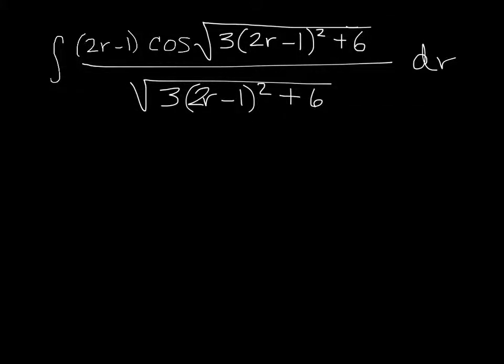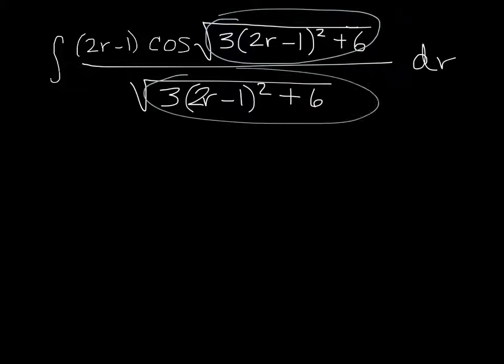Alright, this is an integration by substitution, and the first thing I do is remember typically you're going to substitute what's under a square root, and this works out real nicely if you let u equal 3 times (2r minus 1) squared plus 6.